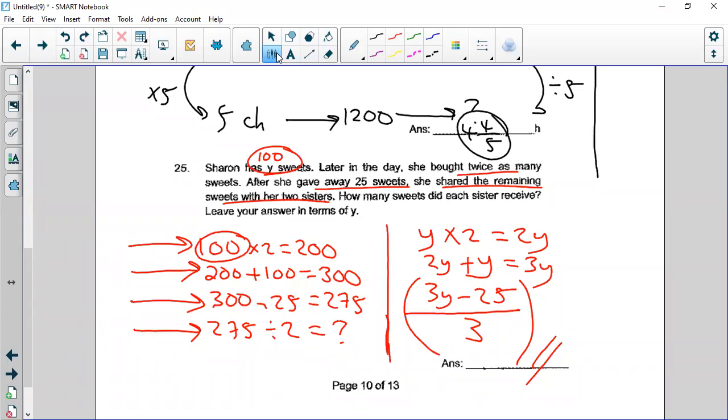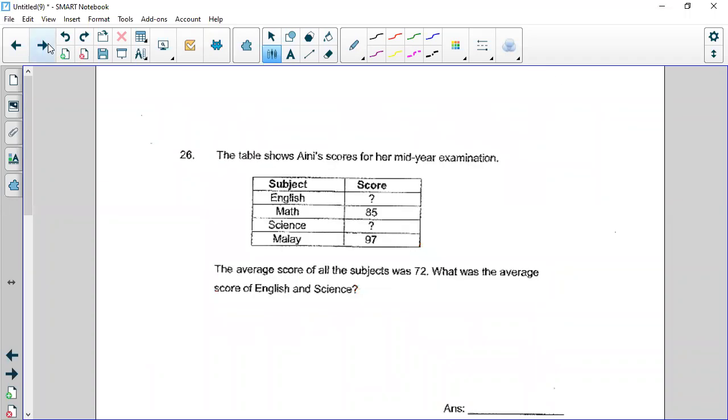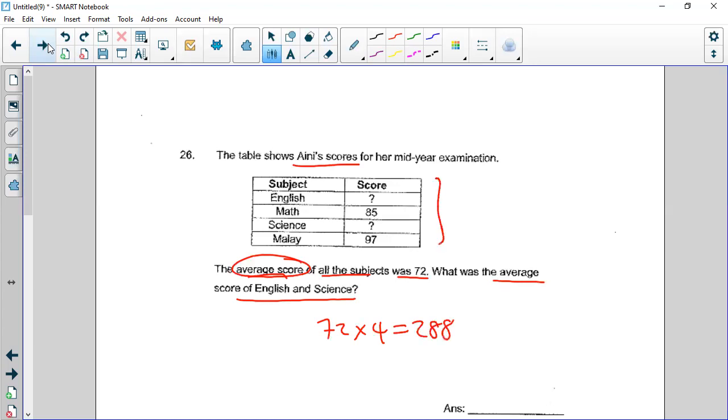Right, question 26. Okay, if you are still copying, watch the video to copy. Now the table shows Aini's score for her mid-year exam. The average score of all the subjects was 72. So what was the average score for English and Science? Now, every time you are given an average, you can always find the total. So what is the total marks? You take the average and times how many subjects. You take 72 and then you times 4, you get the total marks, which is 288.